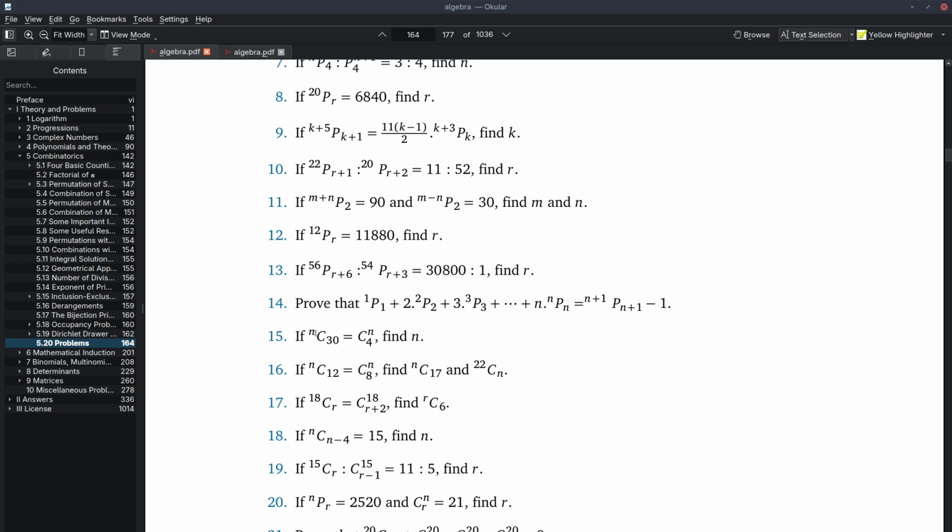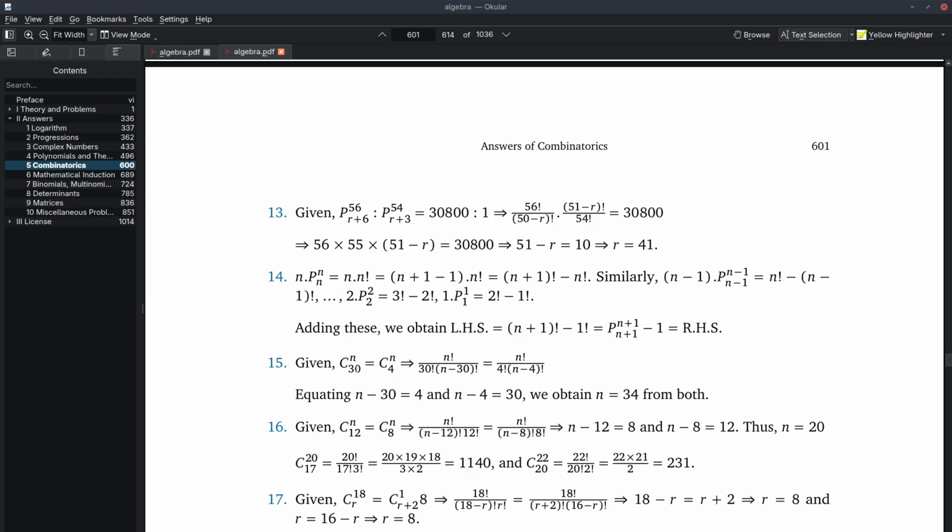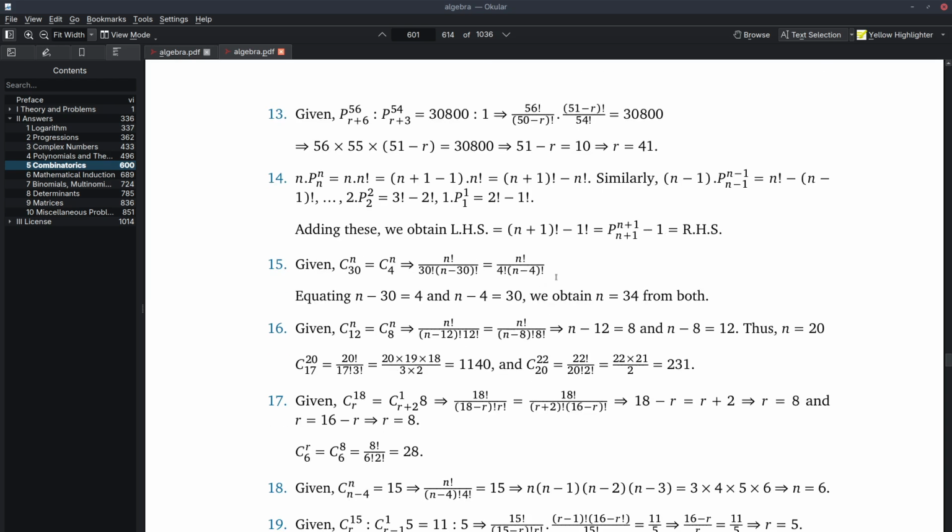Question 15 says that if NC30 is equal to NC4, find n. So we have NC30, which is n factorial by 30 factorial into n minus 30 factorial is equal to n factorial by 4 factorial into n minus 4 factorial. So n minus 30 is equal to 4 and n minus 4 is equal to 30. From both, we obtain n is equal to 34.